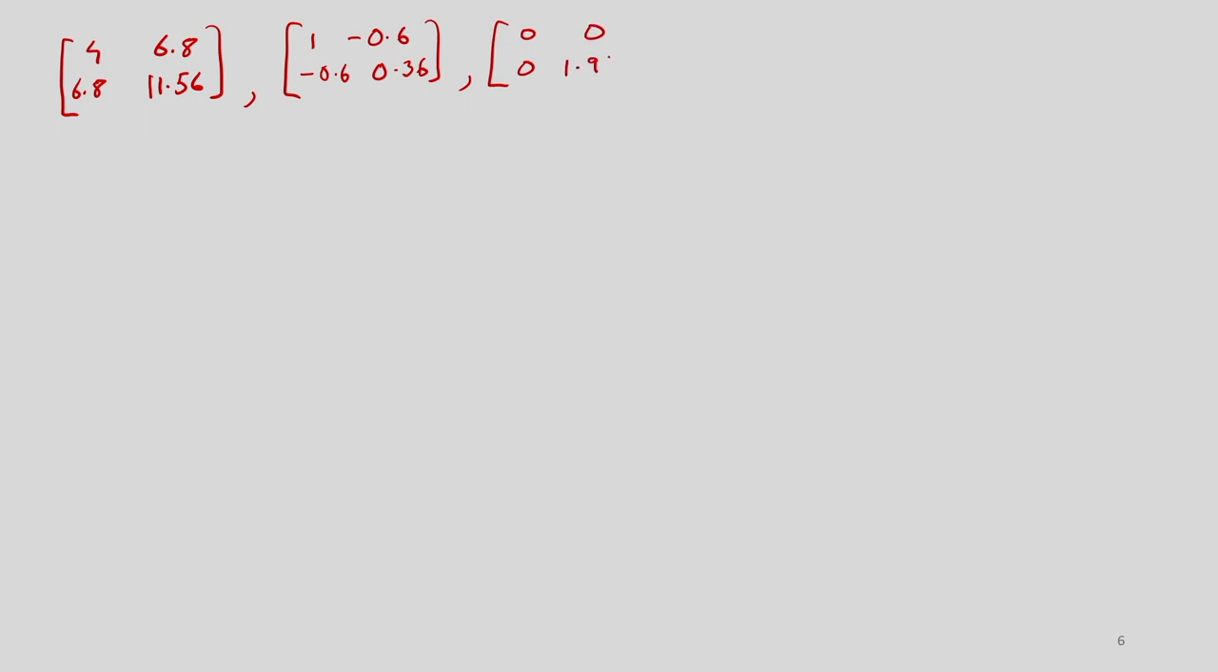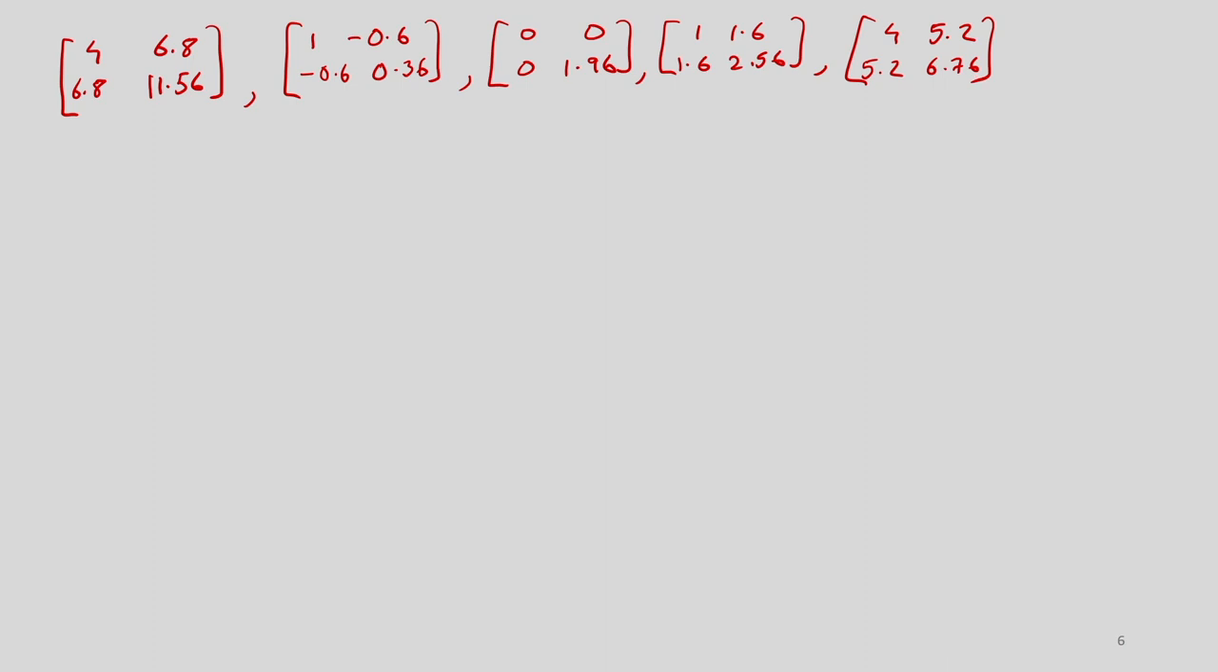So, for the first point we have, I am just writing it again, 6.8, 6.8, 11.56. Right. For the second point, we have 1, 0, minus 0.6, minus 0.6, 0.36. For the third point, we have 0, 0, 0, 1.96, 1, 1.6, 1.6, 2.56, and finally we have 4, 5.2, 5.2, 6.76. All right.